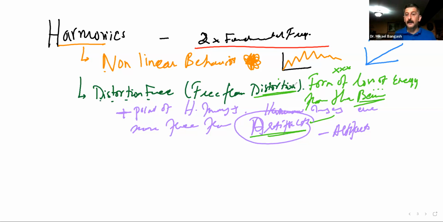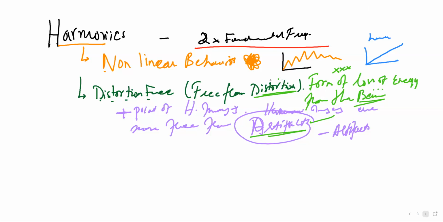Distortion just means a form of loss of energy. In our case, it's a loss of energy from the beam. And one of the main reasons why we may use harmonics is that it is distortion free, so it reduces the production of artifacts that are produced as a result of distortion. Is that clear, girls?